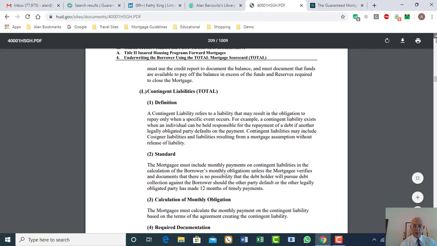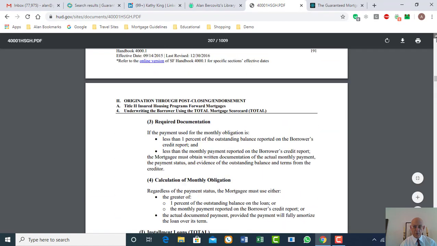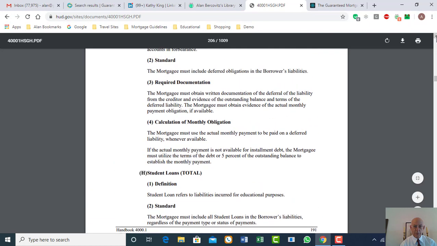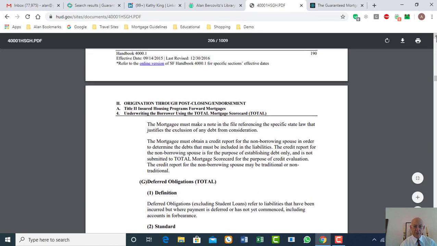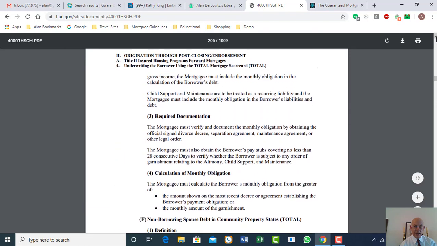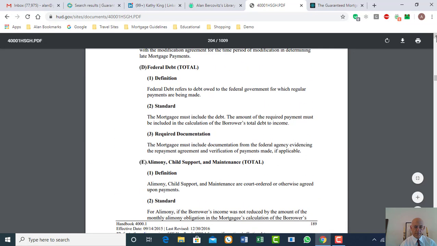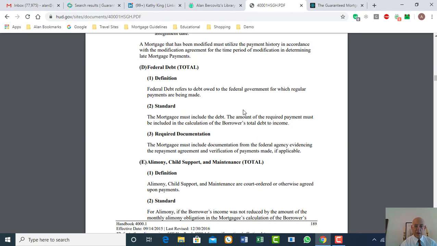But if we scroll up a little bit, we're looking for federal debts, back up at page 189. And here it says a federal debt refers to debt owed to the federal government for which regular payments are being made. And here it says the mortgagee must include the debt.